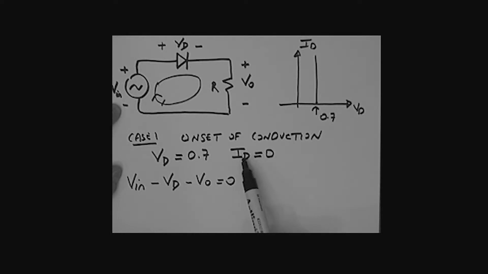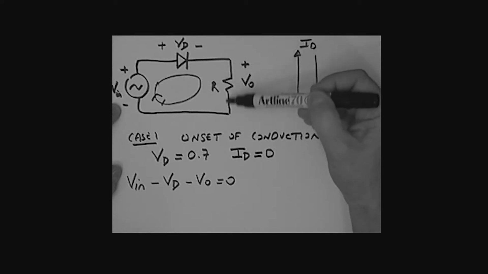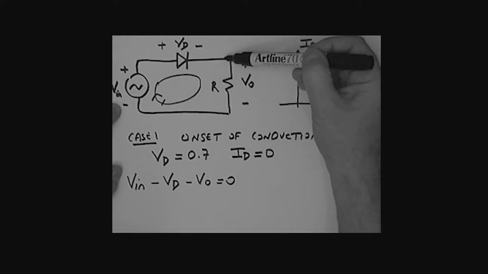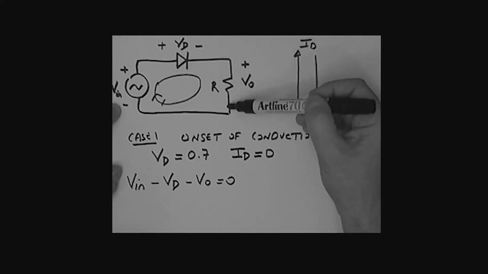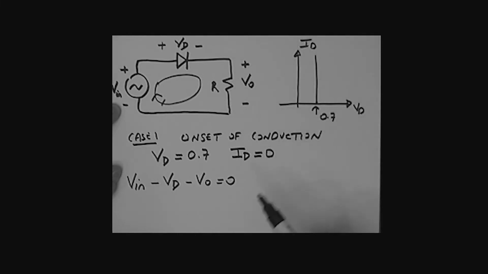If the current ID is equal to 0, then the voltage across that resistor must also be equal to 0. Remember, it's a simple series circuit, the current is flowing like this, so that current being 0 means that that voltage is 0. So because ID is equal to 0, VO, the output voltage, will be equal to 0. So that really simplifies what we have here, okay? Let's put in this information.